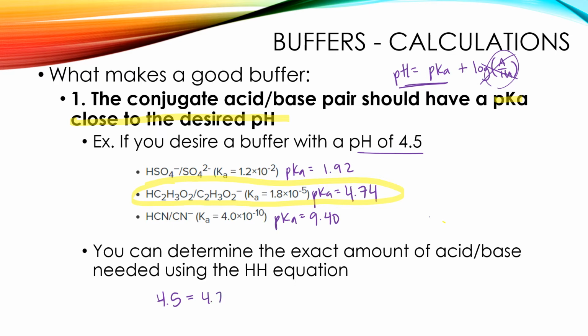So I'm trying to get a pH of 4.5, pKa 4.74, plus the log of base over acid. Okay, so when I solve this, I get negative 0.24 equals the log of the ratio. So that means my ratio of A minus over HA equals 10 to the negative 0.24, which is 0.575.